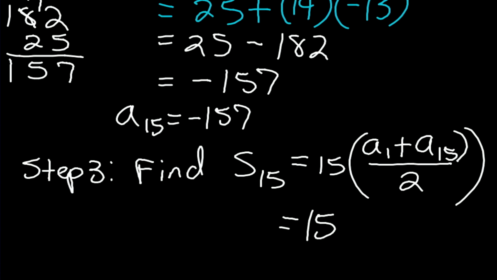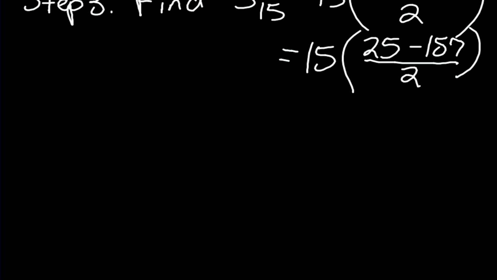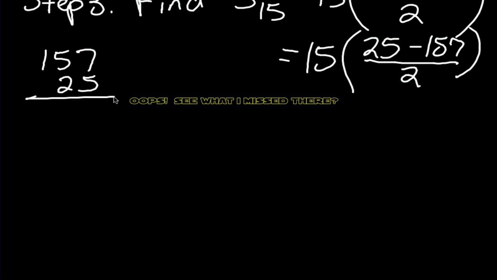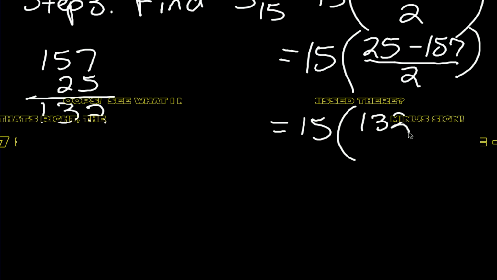So it's going to give me 15 times my first term, remember, was 25, so it's going to be 25, and my 15th term was negative 157, and that was divided by 2. So now let's go ahead and simplify that. So I've got to take the difference between 25 and 157. So 157, subtract off 25. And that's going to give me, let's see, 7 minus 5 is going to give me 2. 5 minus 2 is going to give me 3, 132. So that's going to be equal to 15 times 132 divided by 2.